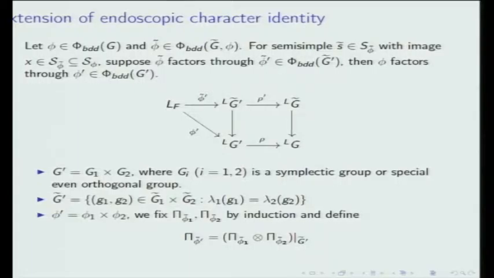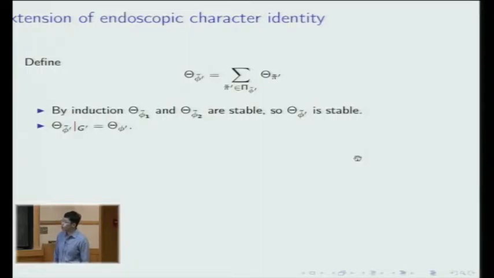Okay. And once you have the packet from the endoscopic group, then it's natural to define the stable character just by summing all the characters in this packet. And again, the reason you sum all of them is because the centralizer group S tilde prime is abelian. So all its characters should be one-dimensional, and essentially when you take the value at 1, it is equal to 1. And by induction, you can assume this is stable, and moreover, when you restrict to G prime, it gives back to you the stable character on G prime.